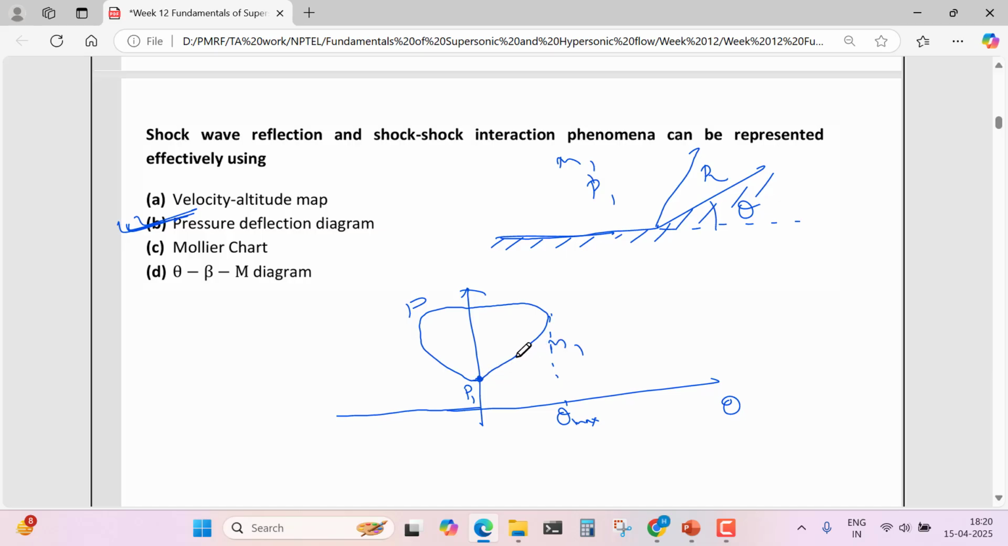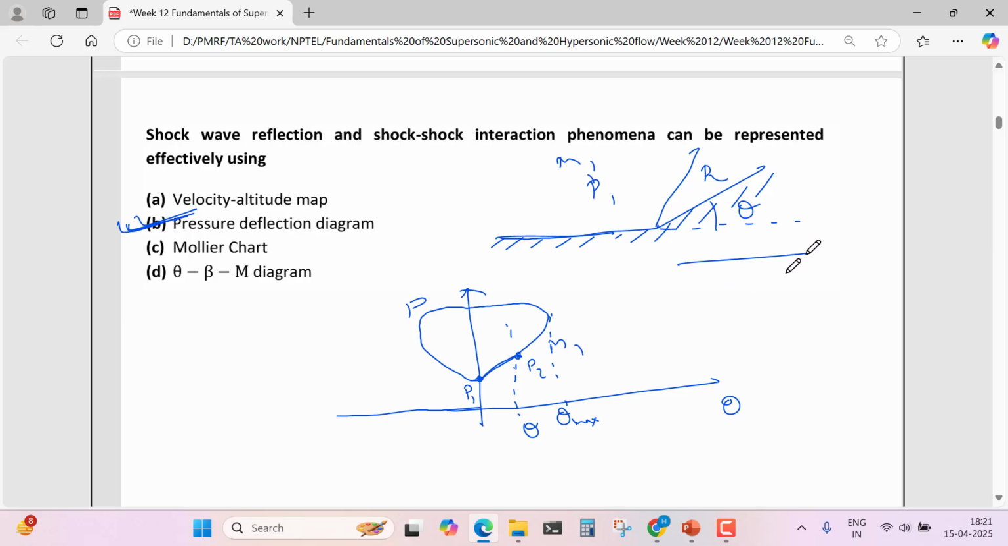So this will give the value of pressure at different angles. Let's say the angle is theta, then this will be the P2 value. And you can see that each theta has two values of pressure, one for the weak shock and one for the strong shock. So we get this P2 for this theta angle. Like this we can find it.